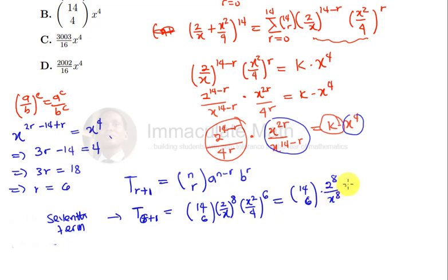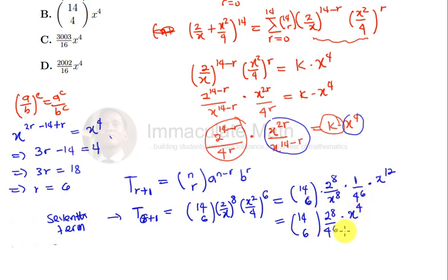then this is 1 over 4 raised to power 6, right, coming from here, 4 raised to power 6 multiplied by x square, then everything raised to power 6 will give me x raised to power 12, okay? So that means I'm going to have 14 combination 6 multiplied by 2 raised to power 8 all divided by 4 raised to the power 6, then x raised to the power 12. X raised to the power 12 divided by x raised to the power 8 is still x raised to the power 12 minus 8, which is x raised to the power 4.